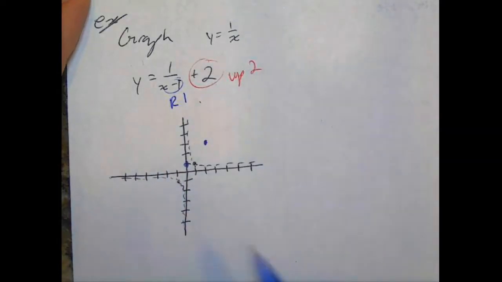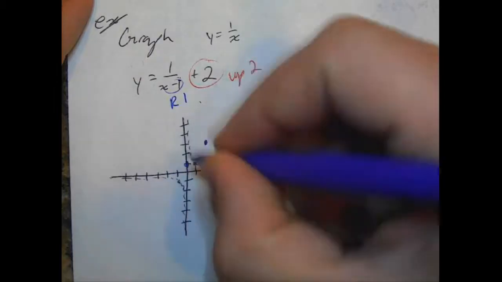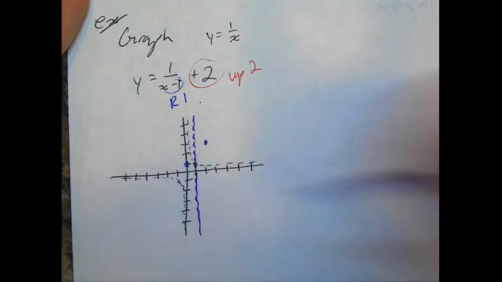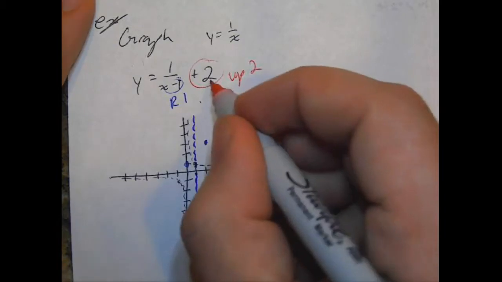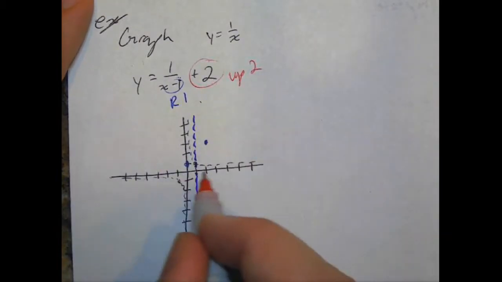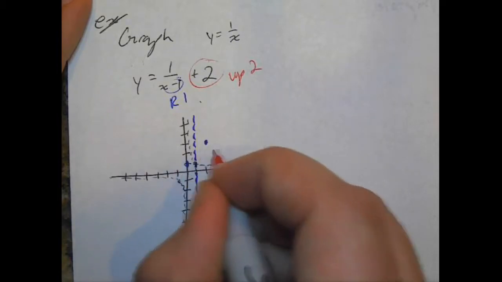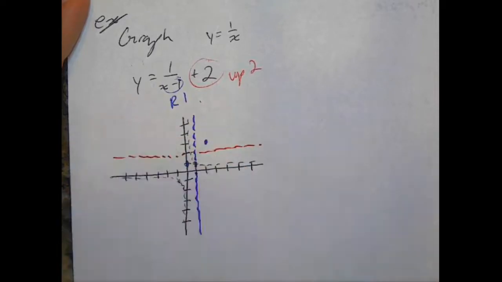And then the only other thing we need to move to help us graph this is our asymptotes. So if I had an asymptote at 0 and it moved to the right 1, I now have an asymptote when x equals 1. There's one asymptote. My other asymptote, because it moved up 2, was right there when y was 0. If I move it up 2, it is now when y is 2. So there's our other asymptote.